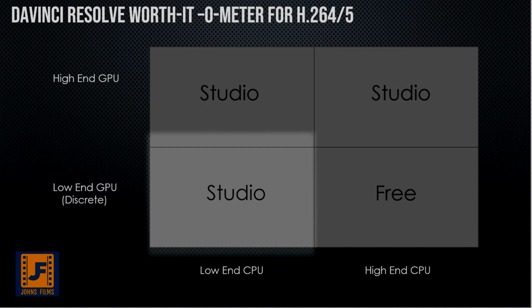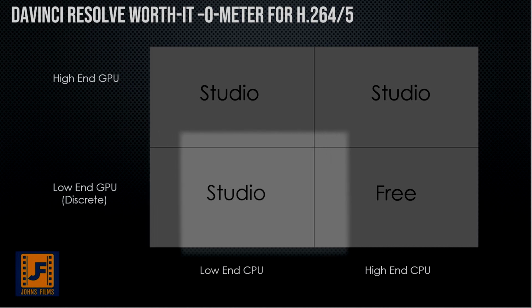On the low-end CPU, low-end GPU side, if you're running Studio, you're able to use the hardware encoder in your discrete GPU. That hardware encoder, surprise, is the same one that's in the high-end GPU. So while you won't have the speediest noise reduction or other effects, you will get the benefit of the hardware acceleration in the decoder and encoder for H.264 and H.265. It almost makes Studio worth the upgrade.